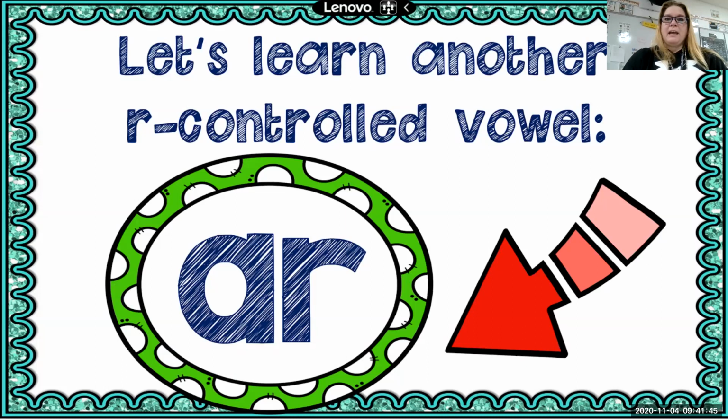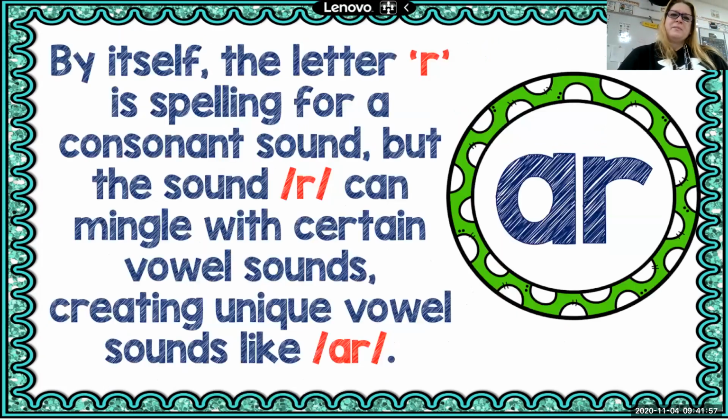So now we're going to talk about another one. This one is R, like a pirate says, R. Whenever you see an A and an R together, you should always know that that's the pirate sound, R. So again, when R is by itself, it's a consonant sound, but that sound can mix with vowels to create a unique vowel sound like R.